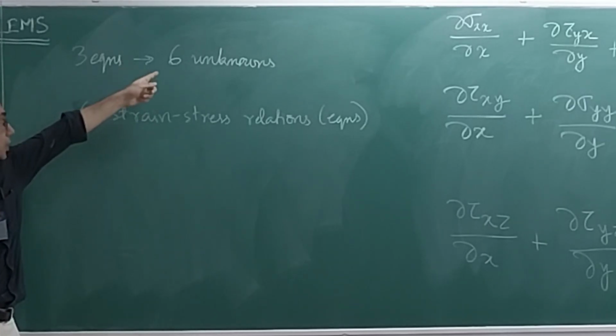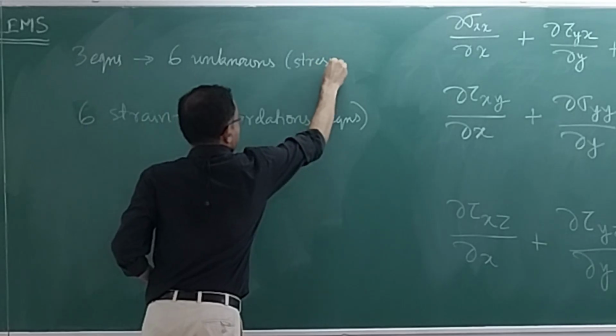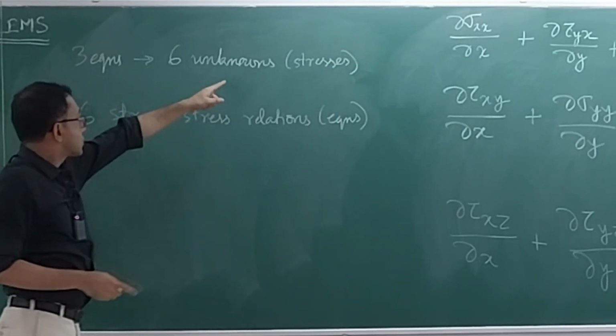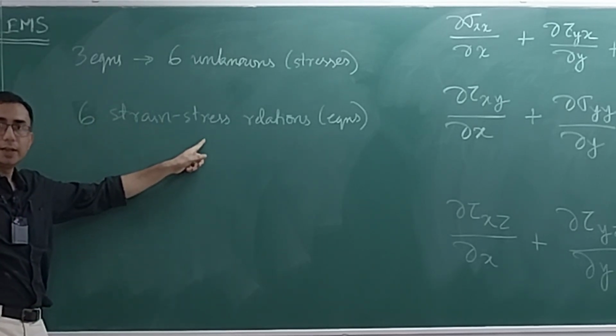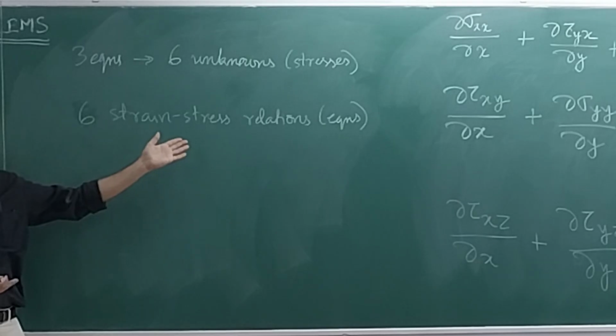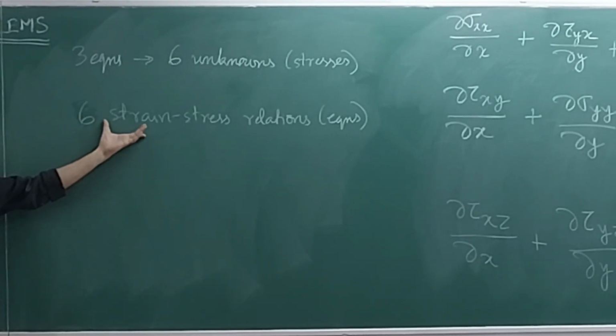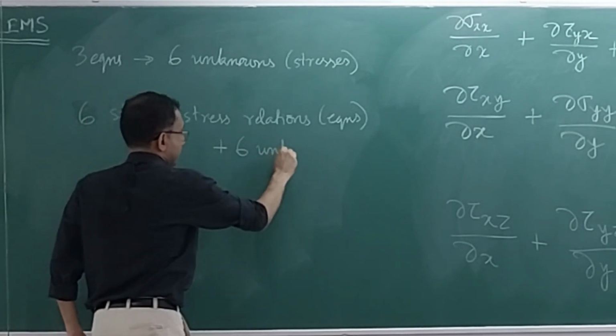Okay, the 6 unknowns were the stresses, and those 6 stresses appear here. Good. So far it was so good. But in the process of bringing these 6 strain relations, you have introduced 6 unknowns, these strains. Who will give you the knowledge of these 6 strains? No one. So as a result you now have 6 more unknowns.